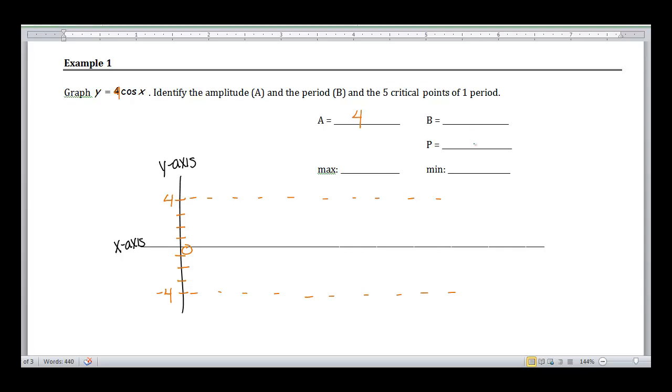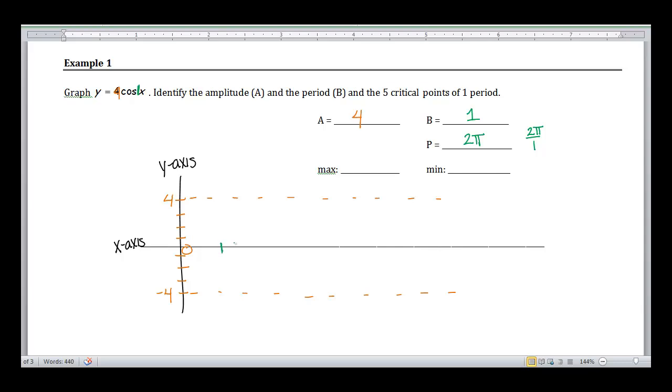Next, let's look at our period. To be able to find the length that our cycle goes, we need to see how many cycles there are in 2 pi. Since there's nothing written by the x, I can assume that b is a length of 1. Meaning, if I do my normal 2 pi period and divide by 1, I get a length of 2 pi for my period. What we want to do with that is we want to divide that length into 4 equal sections, just like our unit circle is divided into 4 equal sections.